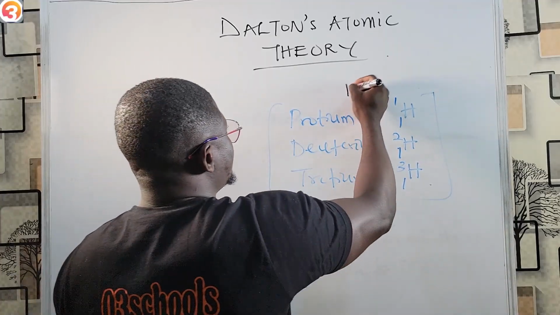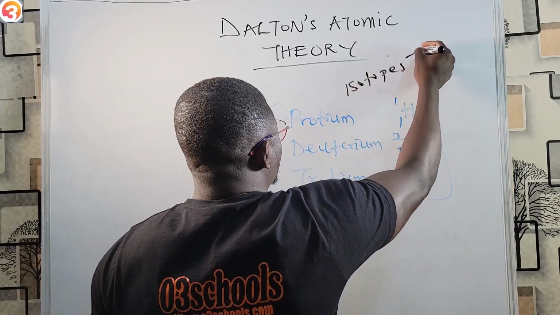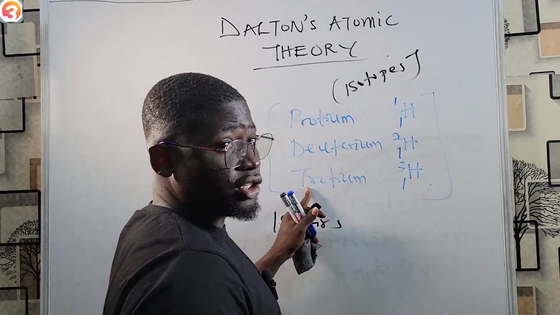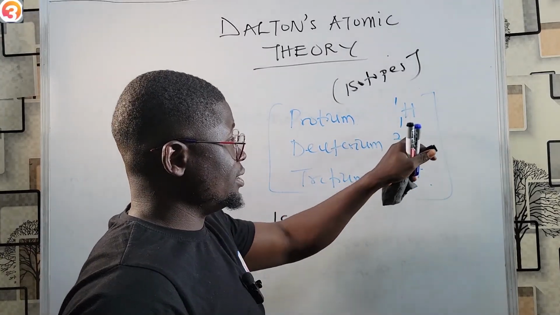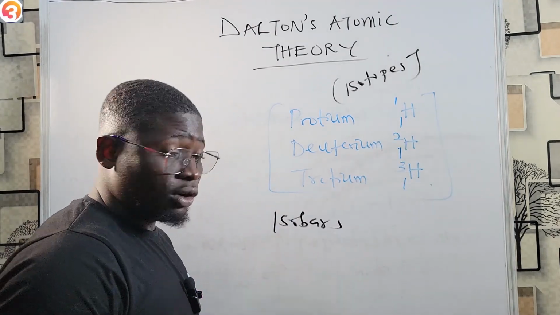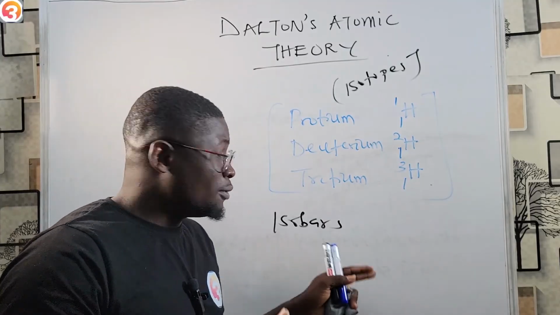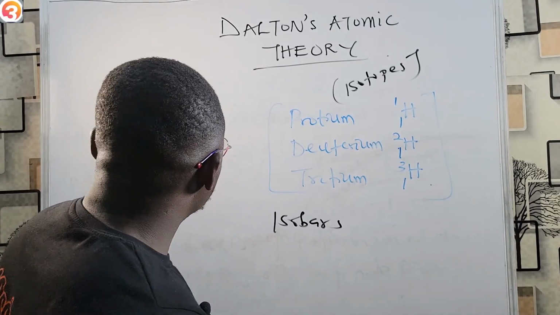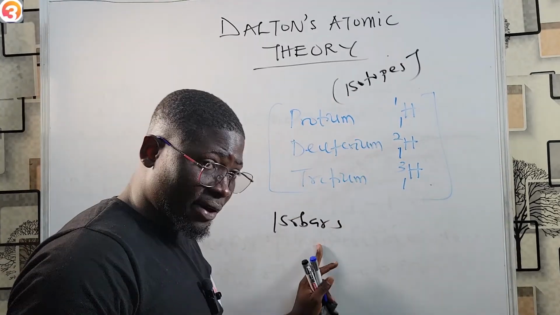Isobars. This is what isotopes, right? So these are isotopes of hydrogen: protium, deuterium, and tritium. You can see them having the same atomic number but slightly different masses. Isobarism is another phenomenon. So this is isotopy, and this is isobarism.